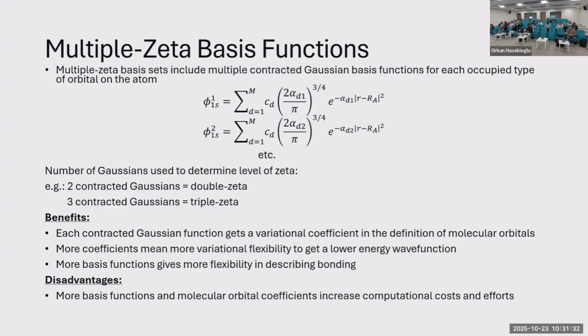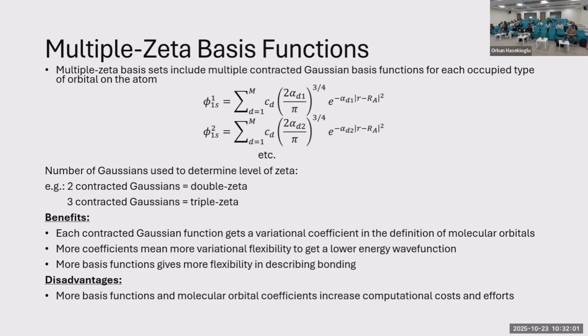Then we have multiple zeta basis functions. Multiple zeta basis sets include multiple contracted Gaussian basis functions for each occupied type of orbital on the atom. And the number of Gaussians used determines the level of zeta. When you have two contracted Gaussians, it's called double zeta. When you have three contracted Gaussians, it's called triple zeta.